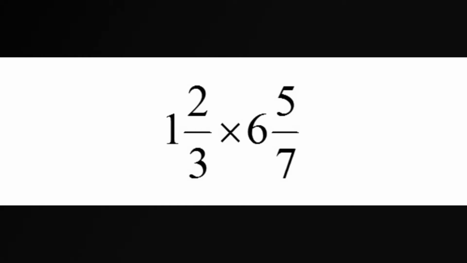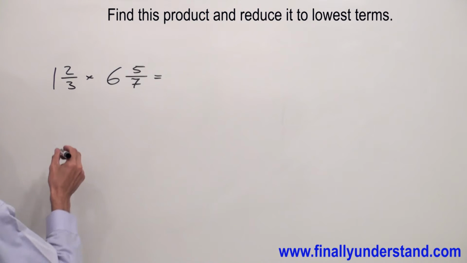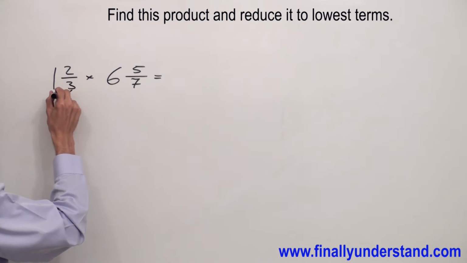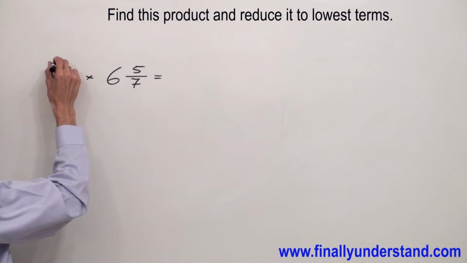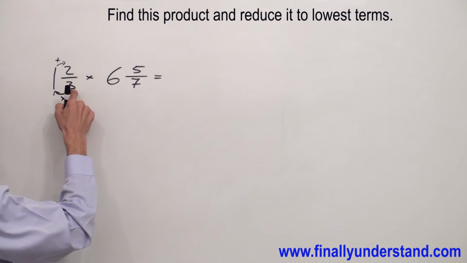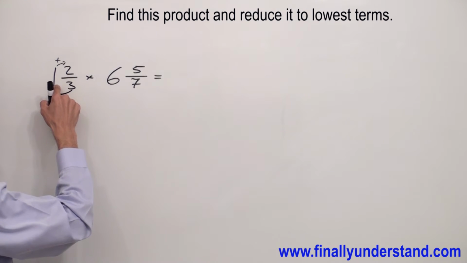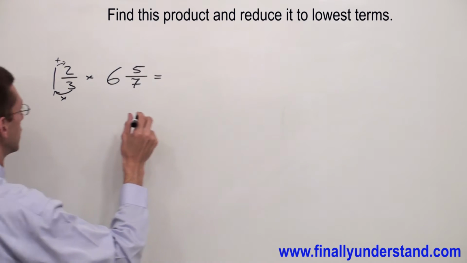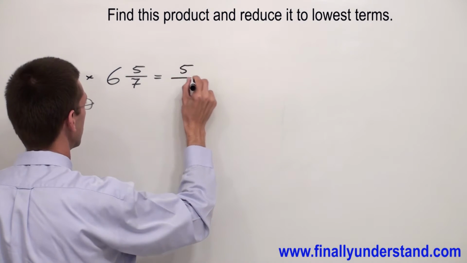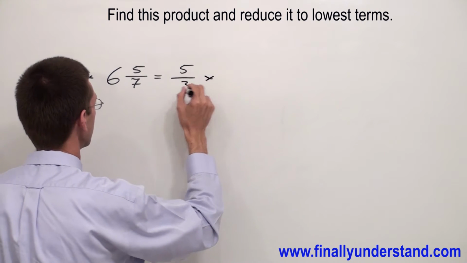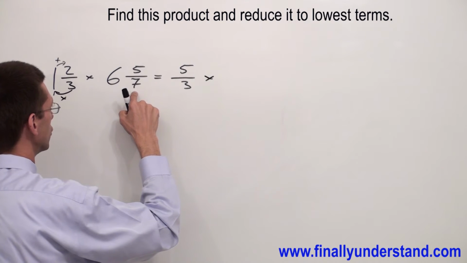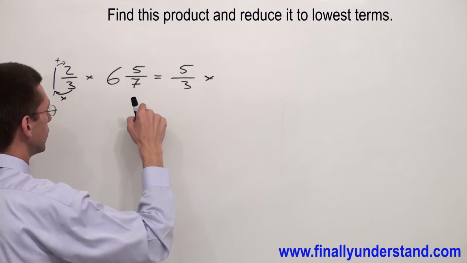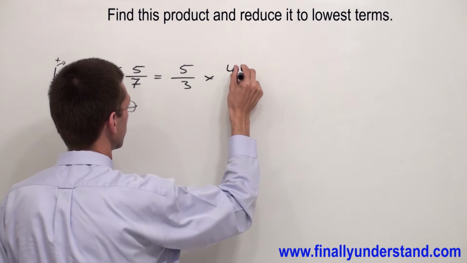Anytime we want to find the product of two mixed numbers, we have to convert both of them to improper fractions first. I have to multiply the denominator by the whole number, and the result of the multiplication I have to add to the numerator. 3 times 1 is 3, plus 2 is 5. So 5 over 3 times 6 times 7 is 42, plus 5 is 47.